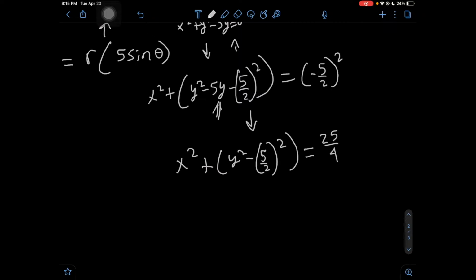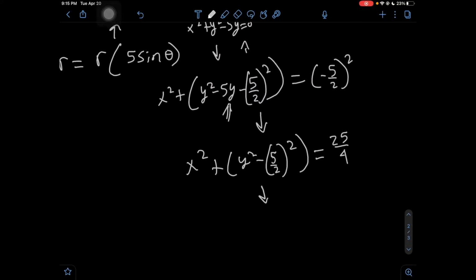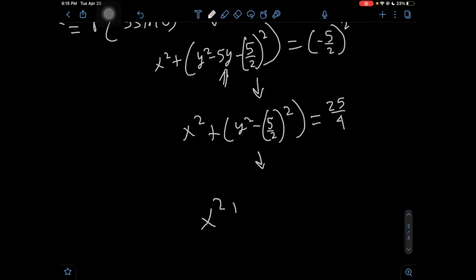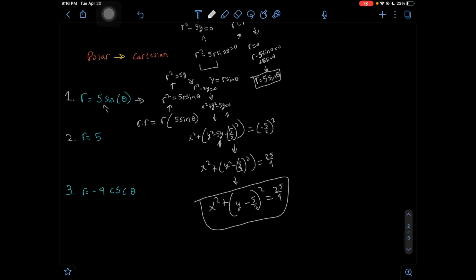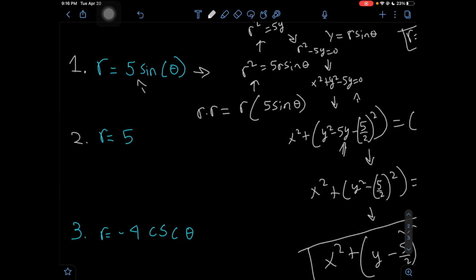And then we can see that both terms in our parentheses are squared, so we can go ahead and rewrite that. So we have x squared plus our whole parentheses squared, basically. So we have y squared minus 5 over 2. So we have y minus 5 over 2 squared equals 25 over 4. And then this is your final answer for problem 1 on polar to Cartesian conversions.